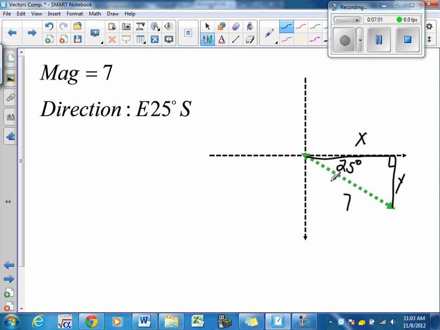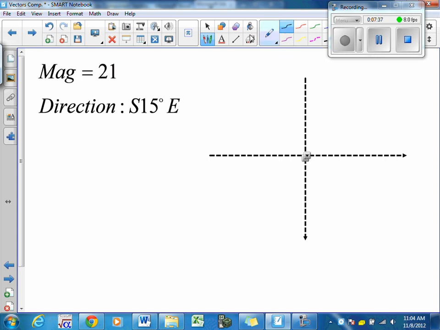You can once again see that in terms of my sides, what are going to be positive and what are going to be negative. Just from where it's located, I can tell my y-coordinate is going to be negative. And that y-coordinate is negative 2.96. And my x-coordinate is a positive 6.34. Okay. So break it down into the x and the y. Let's do one more. South, 15 degrees east. And the magnitude is 21.